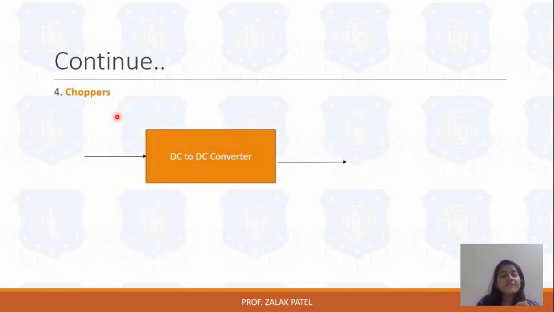Next one classification is choppers. Choppers is one type of DC to DC converter. But now what is the difference if we convert DC into DC? Here you have to use the input as a fixed DC, and you can change it according to your controlled DC voltage. So here you can see that it is pure DC voltage as an input, and the other variable DC voltage you can get as an output.